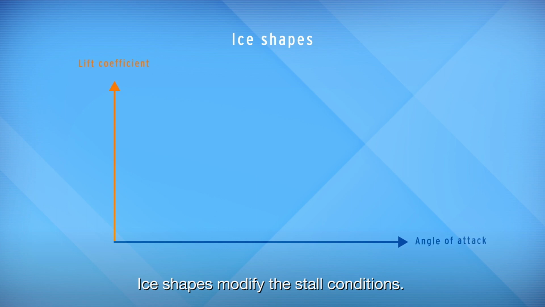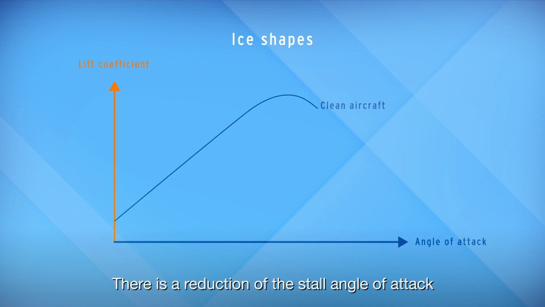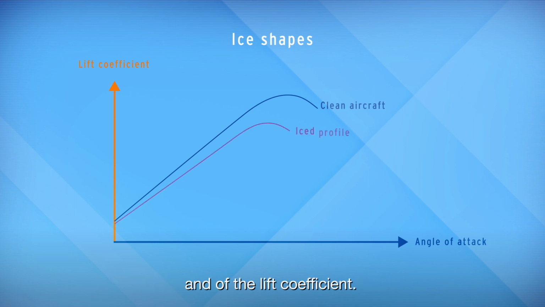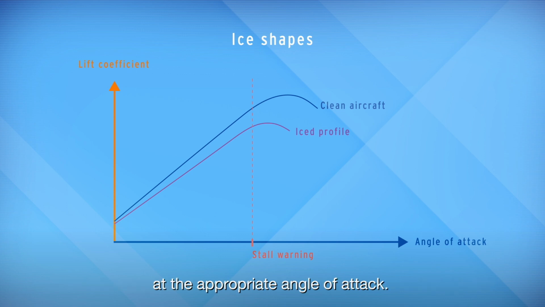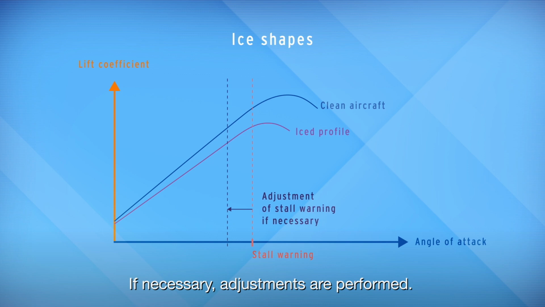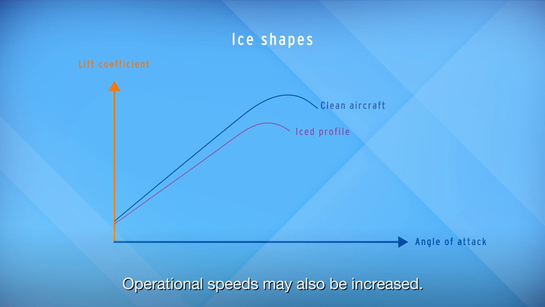Ice shapes modify the stall conditions. There is a reduction of the stall angle of attack and of the lift coefficient. Stall tests are performed to check that the stall warning appears at the appropriate angle of attack. If necessary, adjustments are performed. Operational speeds may also be increased.